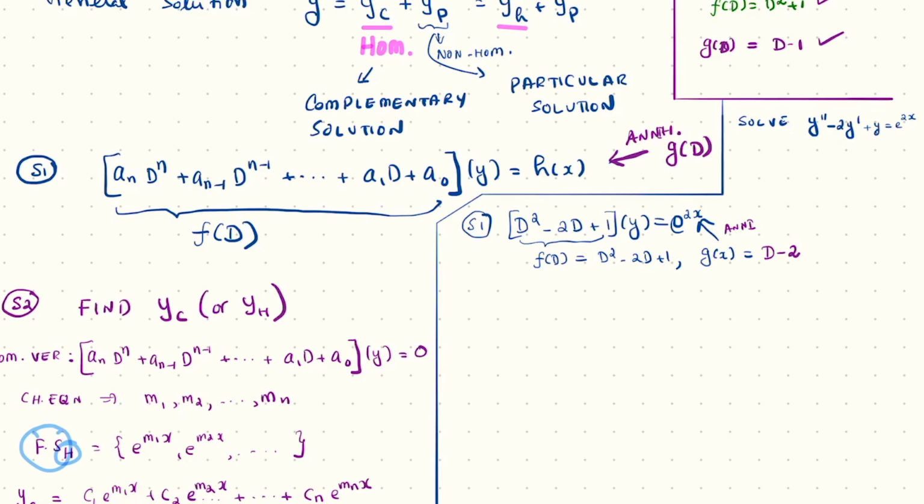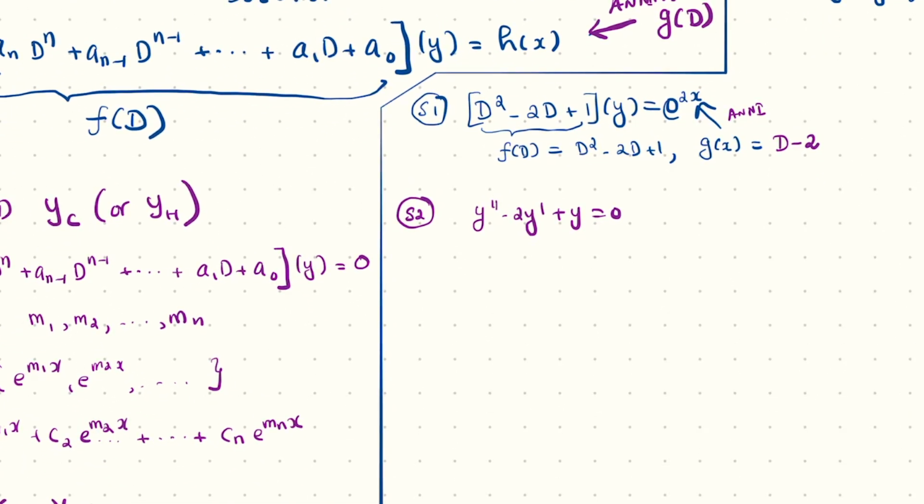All right. So we did step number 1. We found these two. Step 2 is to find the yc. To do that, I'm going to take the homogeneous version of the differential equation, which is y double prime minus 2y prime plus y equal to 0. Or in operator form, d squared minus 2d plus 1 of y equal to 0, whose characteristic equation is m squared minus 2m plus 1 equal to 0. That tells me m is equal to 1 comma 1.